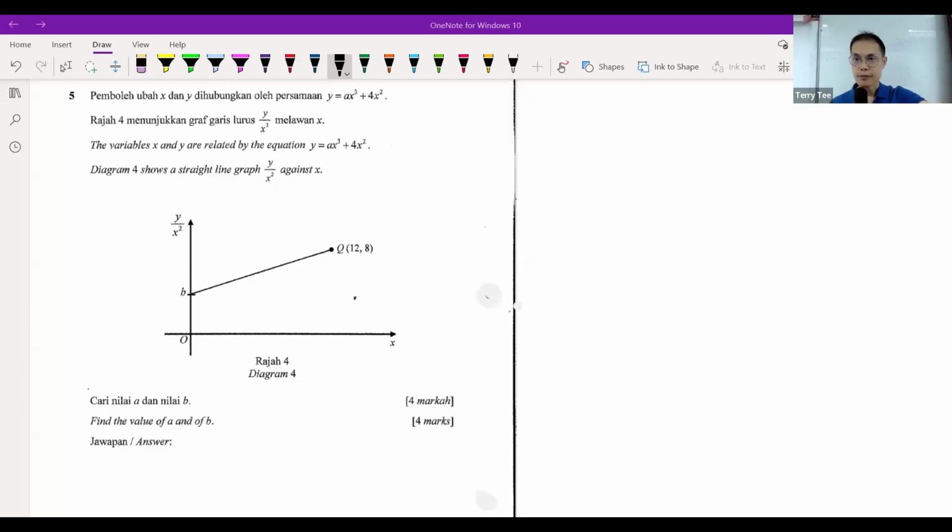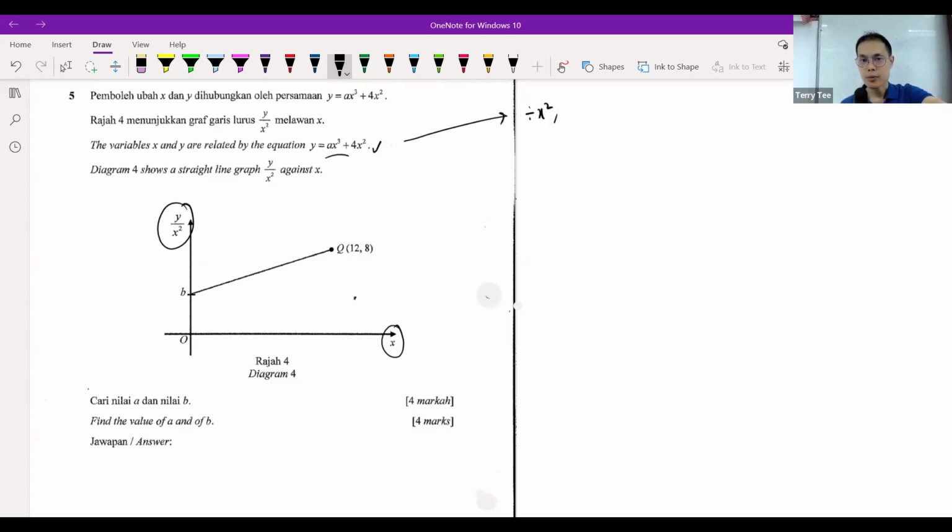Okay, question number 5. This is from the chapter Linear Law, Form 4, chapter 6. Here we are given y equals a x power 3 plus 4x squared, and you get a straight line when you plot y over x squared versus x. So I just have to convert this from a non-linear form to linear form, then compare the gradient and the y-intercept. Very simple, we just divide everything by x squared.